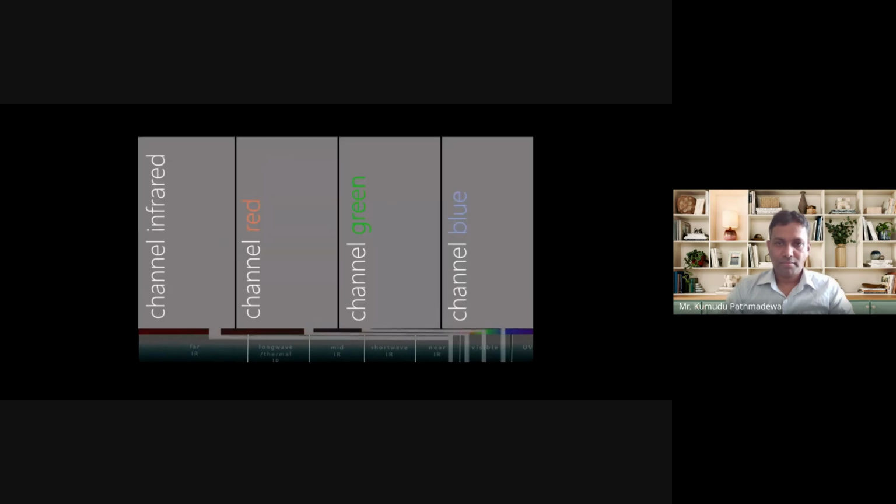But what happens next? The information captured by each channel is stored as a grayscale image. In each grayscale image, the intensity of the reflection in different areas of the Earth is recorded for the specific wavelength range of that channel. What does the reflection intensity of surfaces, which we see in the grayscale image, tell us?